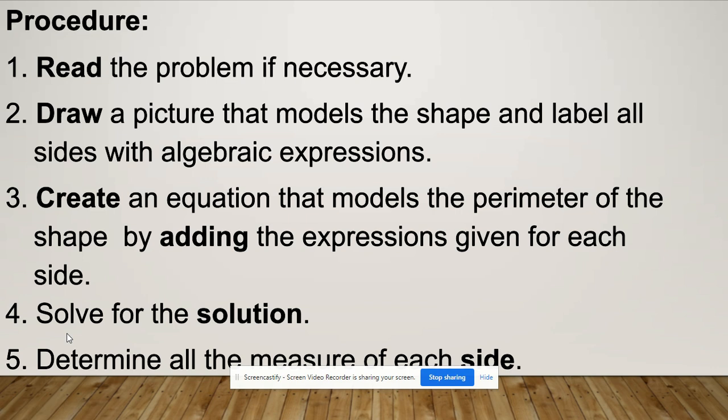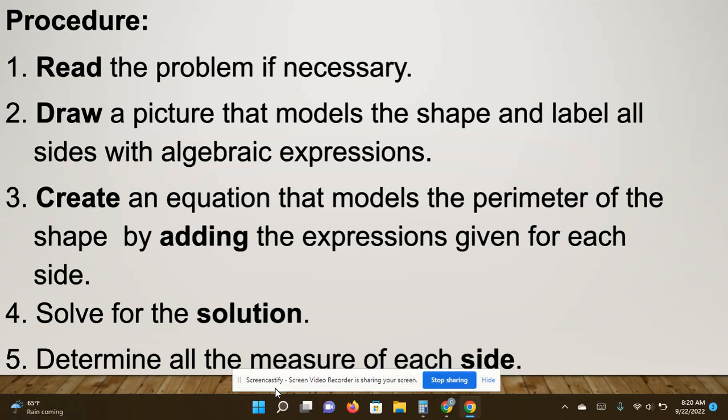Second, draw a picture that models the shape and label all sides with algebraic expressions. Third, create an equation that models the perimeter of the shape by adding the expressions given for each side. Fourth, solve for the solution. And fifth, determine all the measures of each side.